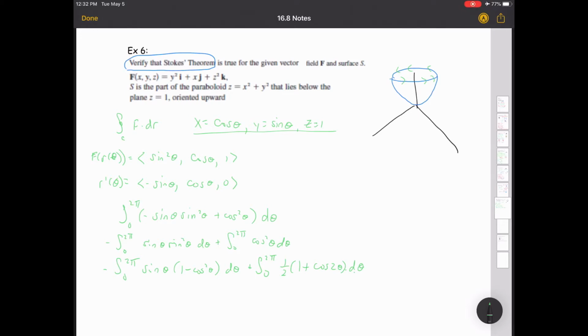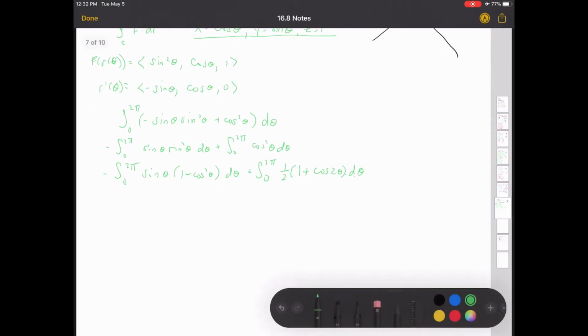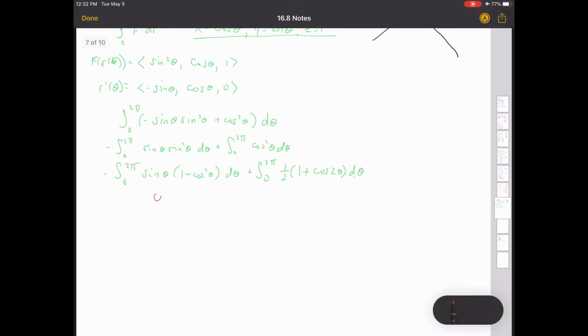All right, so let's go ahead and do our u substitution. I'm going to scroll this down just a little bit. Do my u substitution in the first one. So u here is going to be cosine of theta, which means that du is going to be negative sine theta d theta. And so d theta is going to be du over negative sine theta.